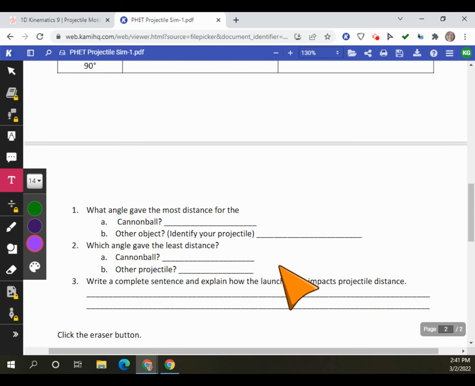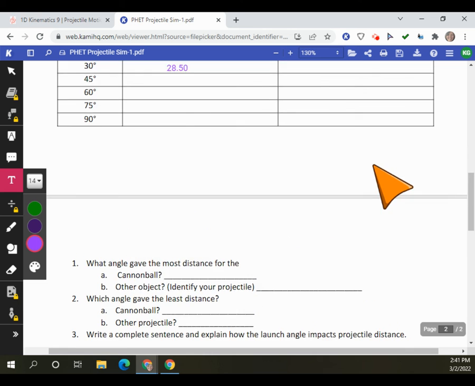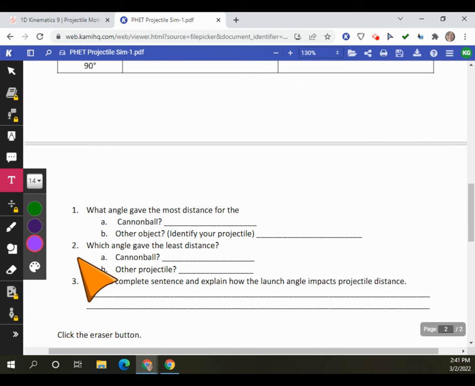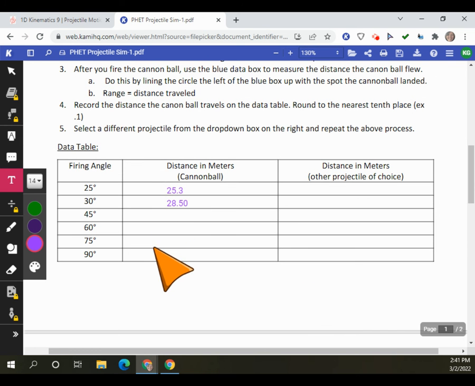What angle gave the most distance? Well, you're going to have to finish those before you answer, but you're going to say, obviously, which one is further, the cannonball or your other projectile of choice. Which angle gave the least distance? You're going to have to look at your angles and see which one had the smallest.